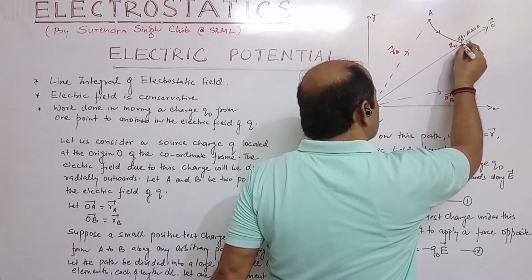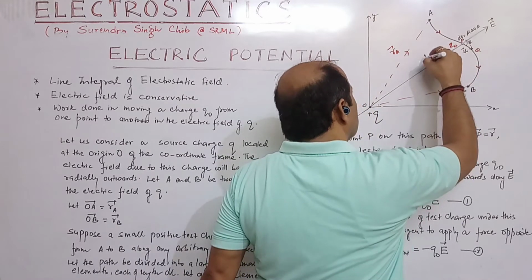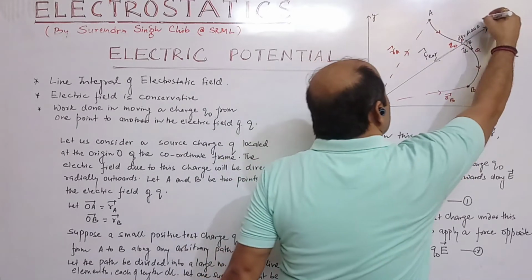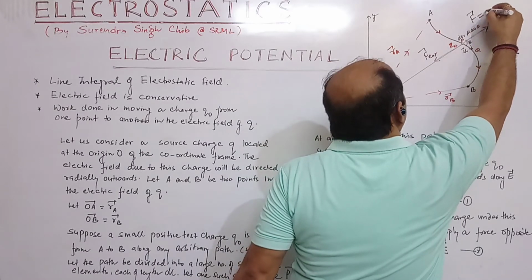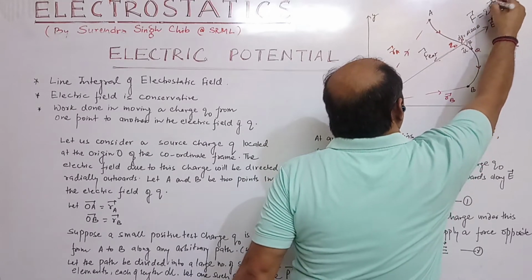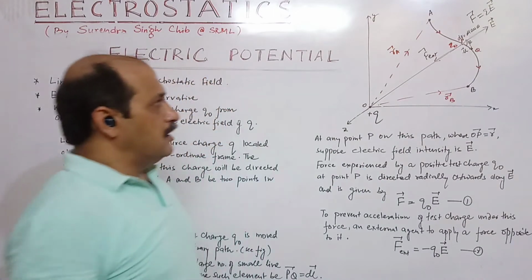An external force direction किस तरफ होनी चाहिए? This direction. This is the direction of external force. This is the direction of the actual force produced by the electric field. Both are equal and opposite to each other.